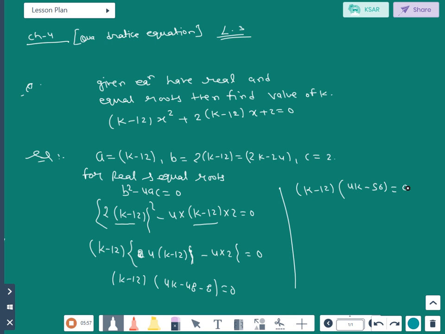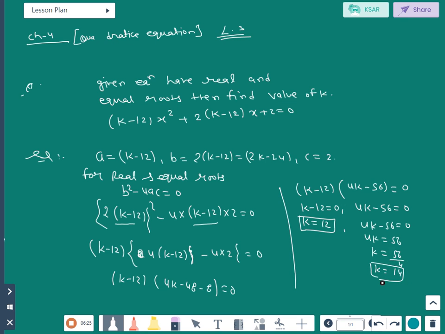So to find out the value of k, we will put both brackets equal to 0. k minus 12 equals to 0 and 4k minus 56 equals to 0. So what is the value of k? k value 12. And from here 4k minus 56 is 0. So 4k is equal to 56. k value 56 upon 4, 14.